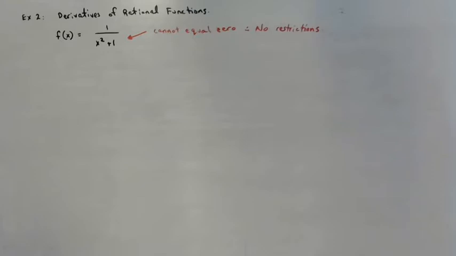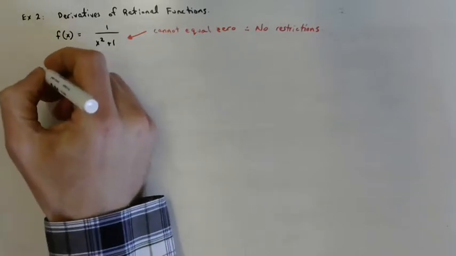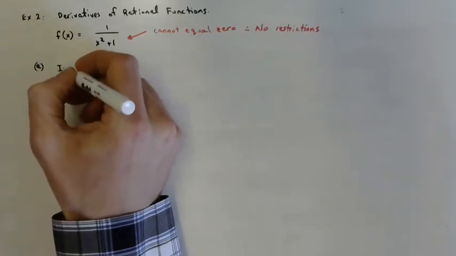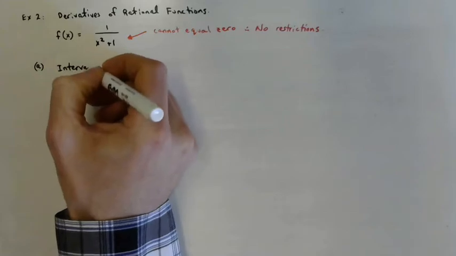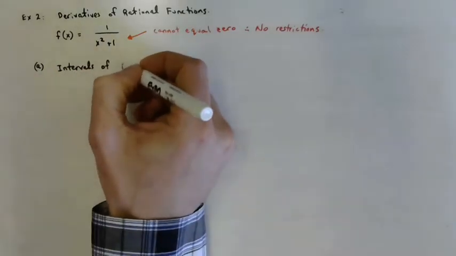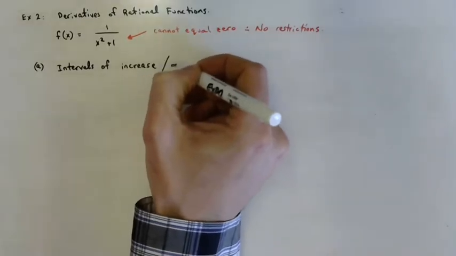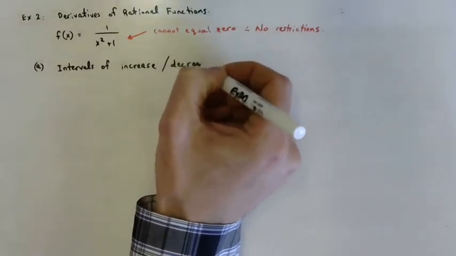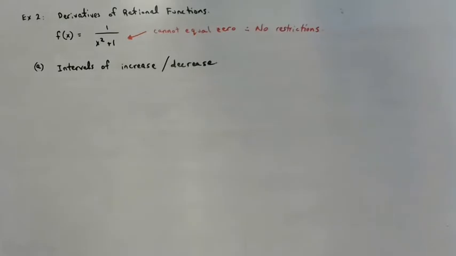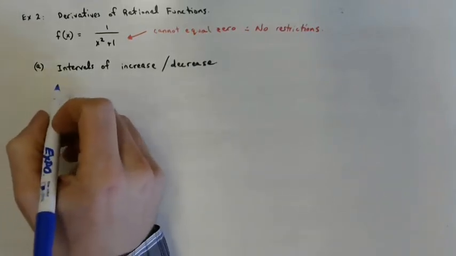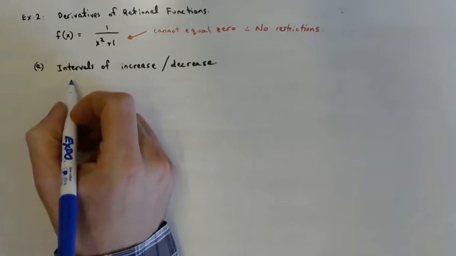Okay, first thing we're going to do is find intervals of increase, decrease. Intervals of increasing and decreasing. Well, it's increasing when the first derivative is positive and decreasing if the first derivative is negative. So what we're going to do here is take our derivative.